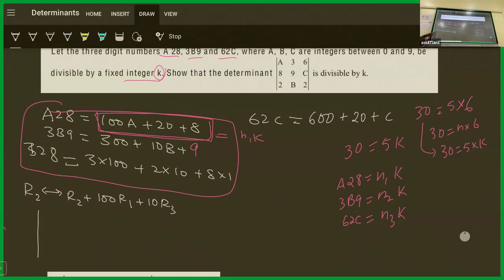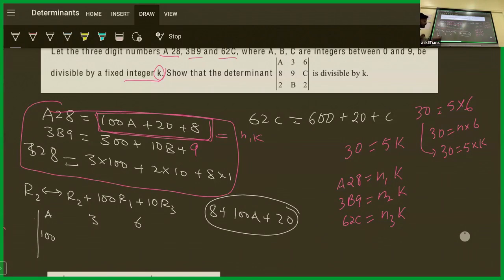So in the first row, there is no change. It will be the same. It is like 8, 3, and 6. Now we are using the operation in the second row, so the elements of the second row are going to be changed. So in place of this element 8, what will we write? R2, 8 will be there, plus 100 times R1. In R1, the element is 8, so 100 times 8, plus 10 times R3. 10 times R3 means 2 into 10, 20.